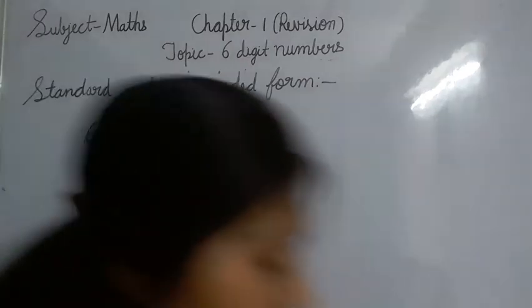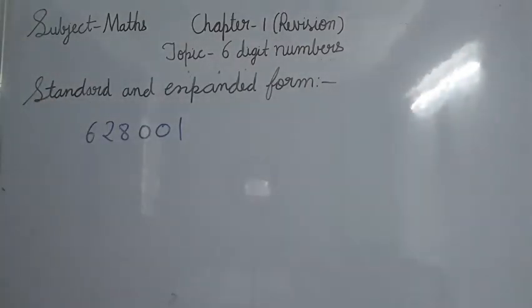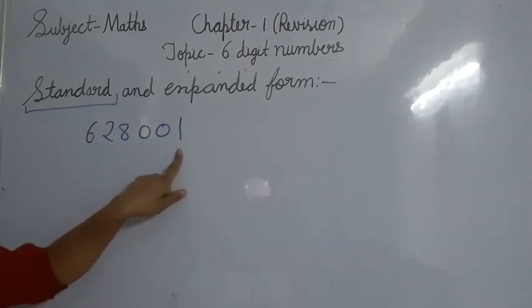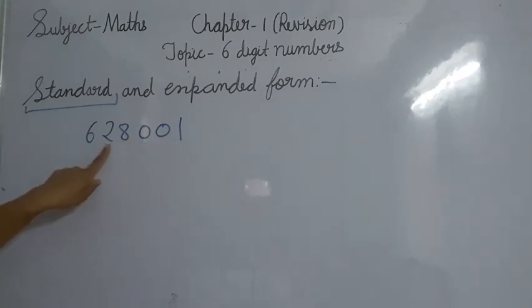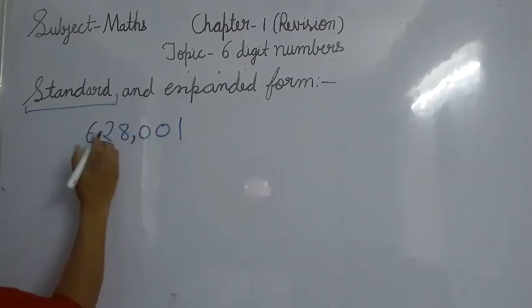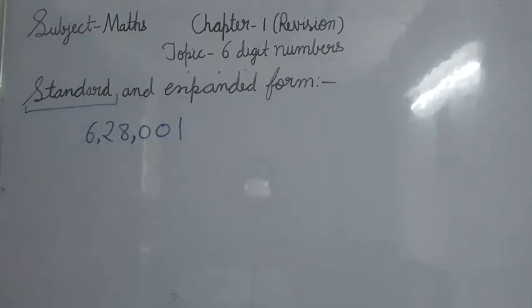If I say write this in standard form, it is not in your book. They are not asking to write the standard form in your book, but I am telling you, because maybe the question can come in your test. So write this number in standard form. How will you write? First count the digits: 1 2 3 4 5 6, six digits are there. It's a 6 digit number, which means 3 periods are there and we need to use 2 commas. So ones period, thousands period, and this is the lakh period.